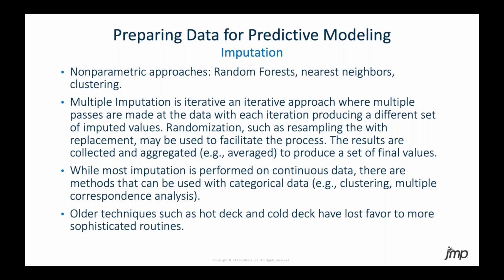There are older techniques. So if you've heard of imputation, you might have heard of things like hot deck and cold deck. The older techniques have sort of lost favor to the more sophisticated routines. Hot deck and cold deck were good because they were very, very simple to implement. These days, with the advent of very sophisticated computational techniques, they aren't used quite as much.